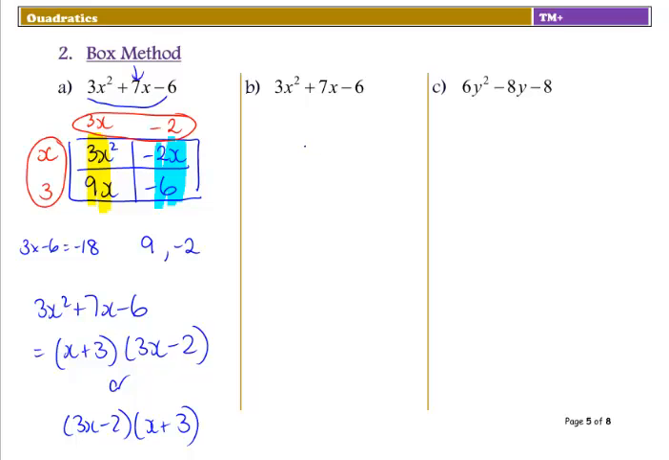Okay, so let's try and do another one. Draw a box. Okay, 3 times -6. This is exactly the same question.